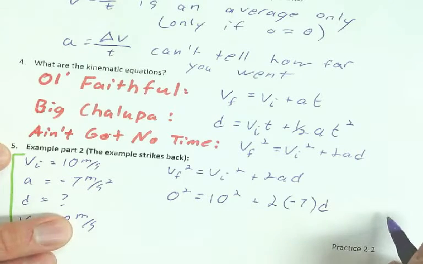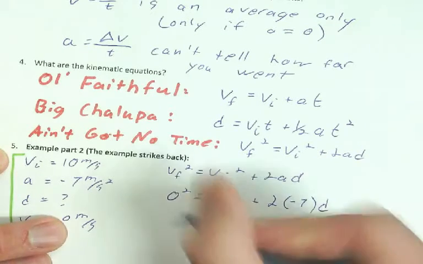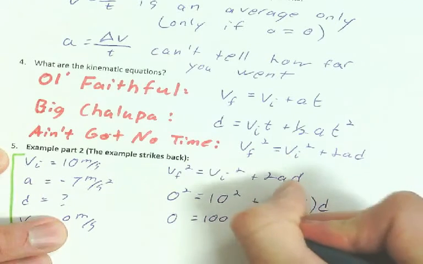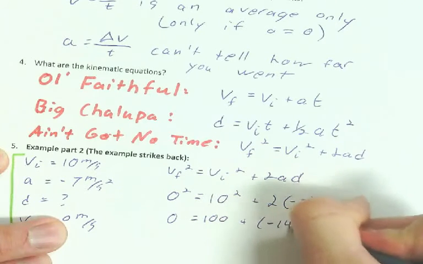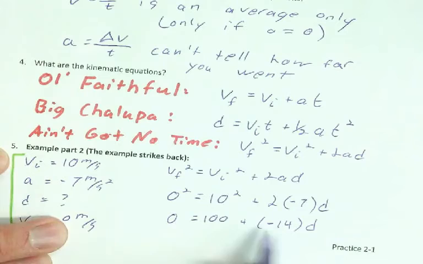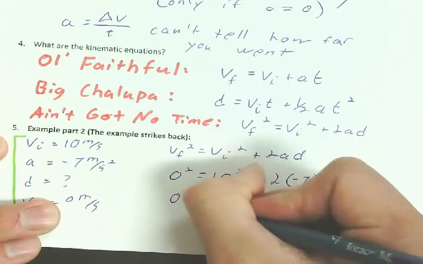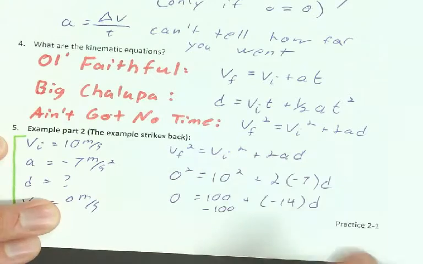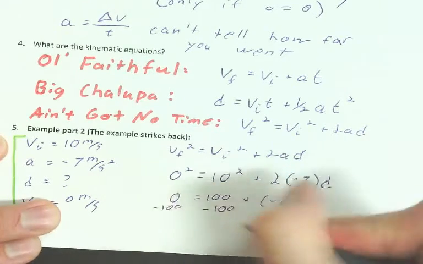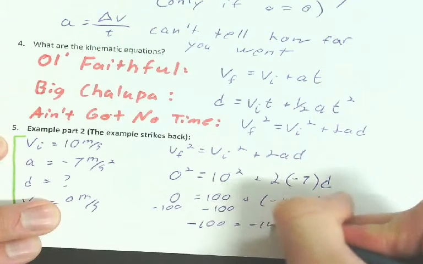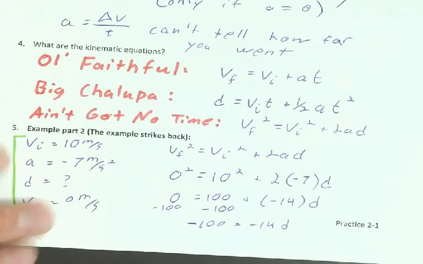So now I've got it set up. Now I'm ready to solve. So 0 equals 100 plus -14D. I need to get the D by itself. So that means getting plain numbers to the other side. So here's 100 as a plain number. So I'm going to subtract that over. So that gives me -100 equals -14D. And again, be really careful about the signs here.